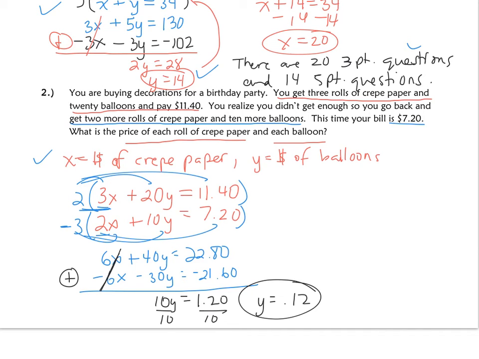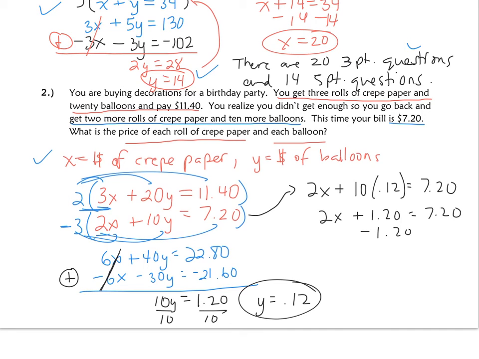Now I have to take that and plug it into one of the equations. I'm going to plug it into the bottom one, simply because the numbers are smaller. So 2x plus 10 times 12 cents is equal to $7.20. So 2x plus $1.20 equals $7.20. Subtract the $1.20, and that means that 2x is equal to $6, and so x is equal to 3.